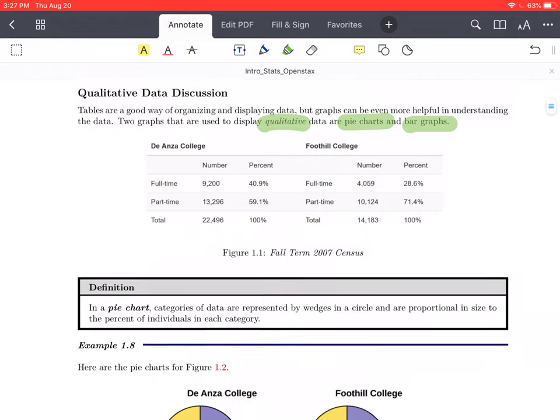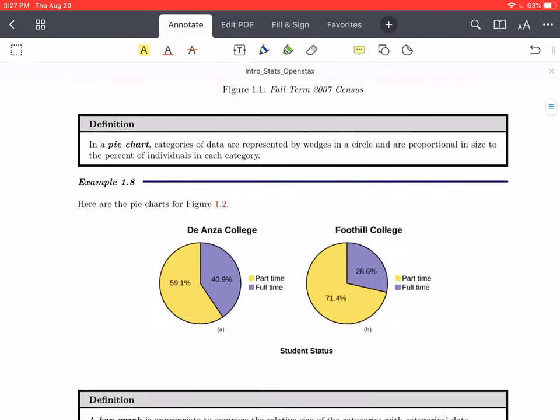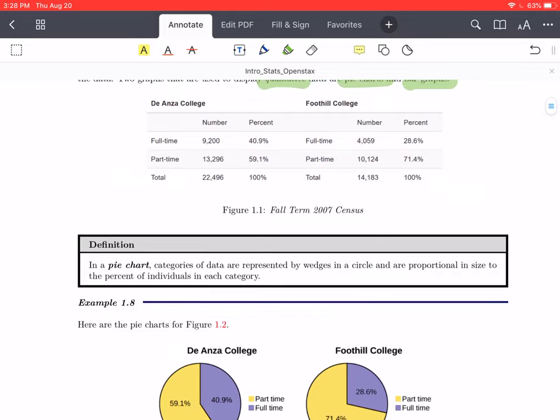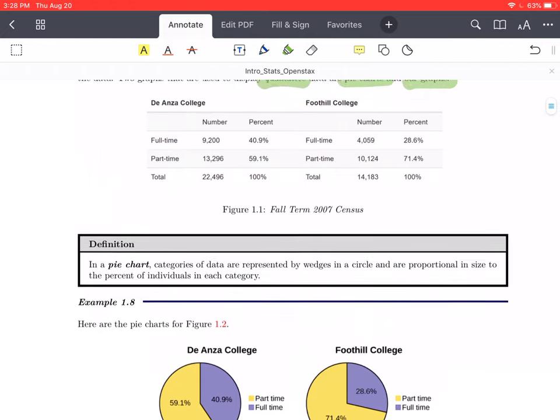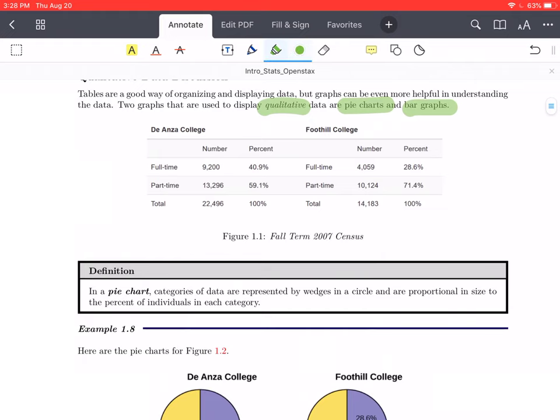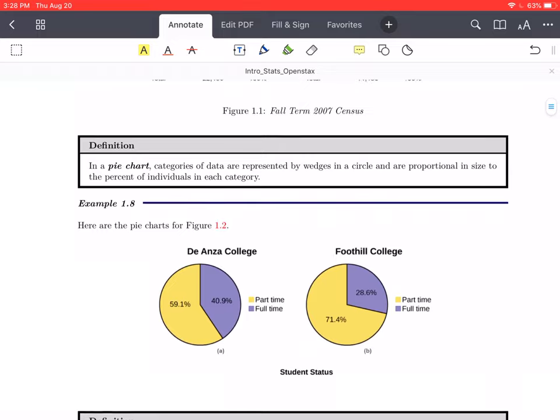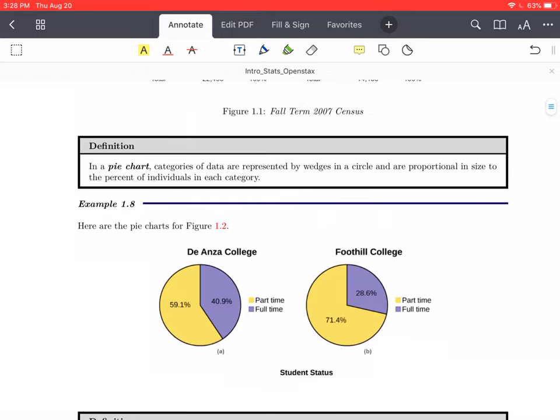For example, in this one down here, we have a pie chart where we're breaking down the amount of full-time versus part-time faculty for De Anza College versus Foothill College. This is qualitative data because we are breaking it down by full-time and part-time. Those are classifications, and these are just the counts: how many full-time, how many part-time. The pie chart allows us to get a visual representation of these numbers.